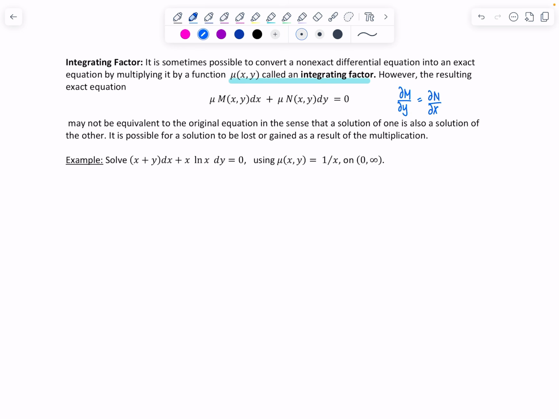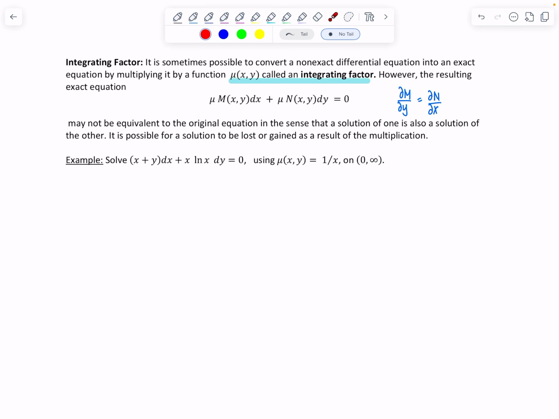Okay, so here's the first example. Solve the following differential equation, x plus y dx plus x ln x dy equals 0 using, and then here's the integrating factor, mu of xy equals 1 over x. Notice we're given the interval from 0 to infinity because this integrating factor is not defined when x is 0. So we have to pick a portion of the domain for x where that would make sense for the integrating factor to be well defined.